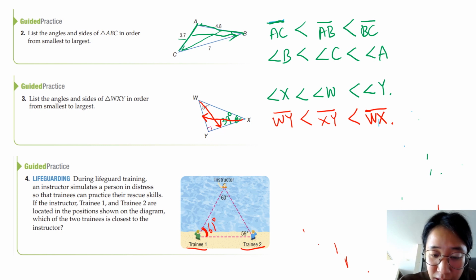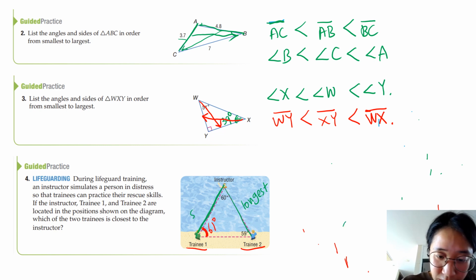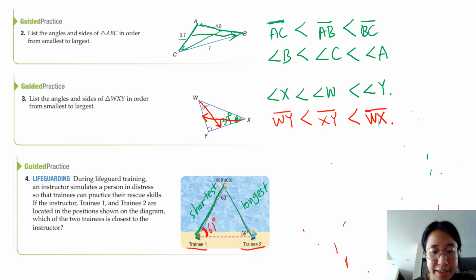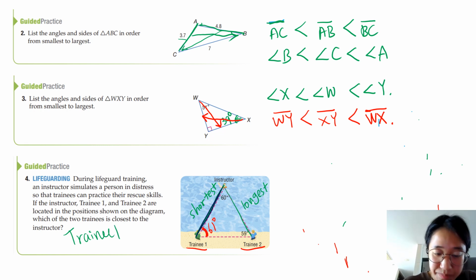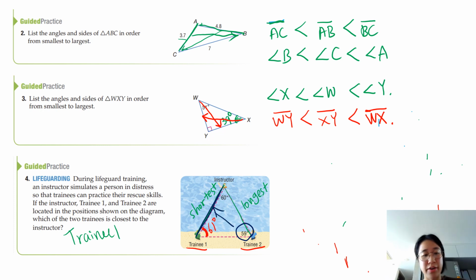So I can say that this one is longest, and the side on the left is the shortest. So what can we say about the answer? The answer is trainee 1, okay? Because it's opposite to the smaller angle, okay? It's opposite to the smaller angle. All right, very good.